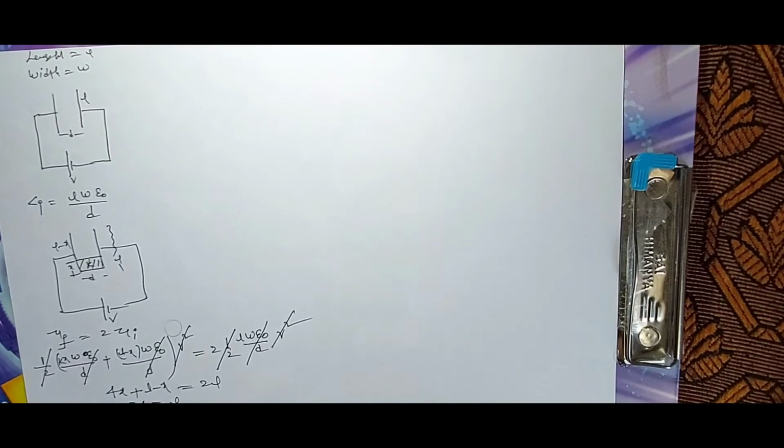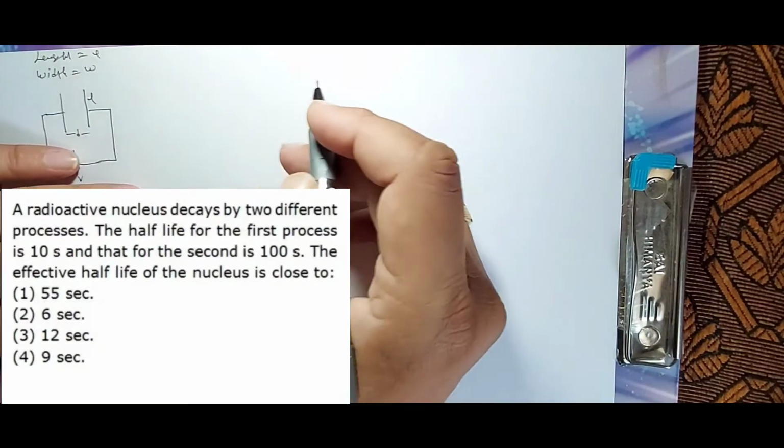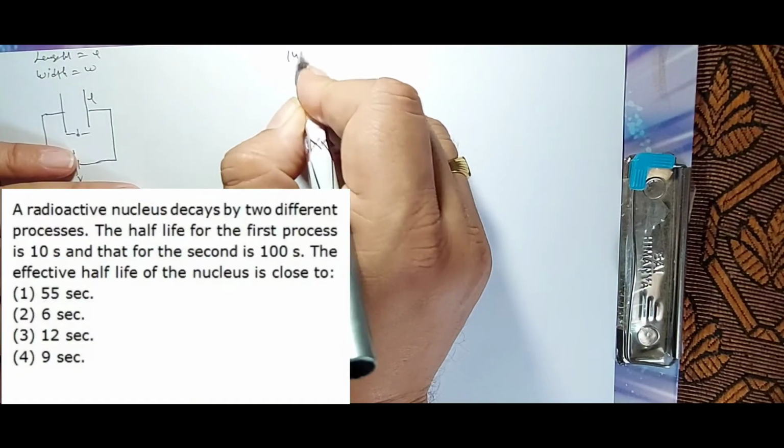Okay, now let us discuss another question. A radioactive nucleus decays by 2 different processes. The half-life for the first process is 10 seconds and the half-life for the second one is 100 seconds. Then the effective half-life of the nucleus is close to. Okay, this is the 14th problem.